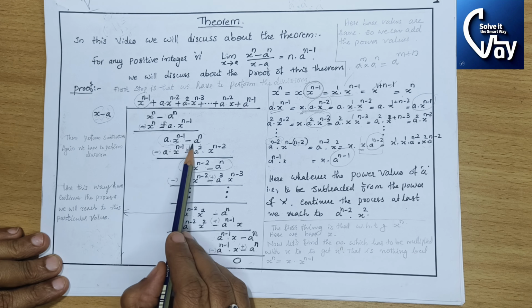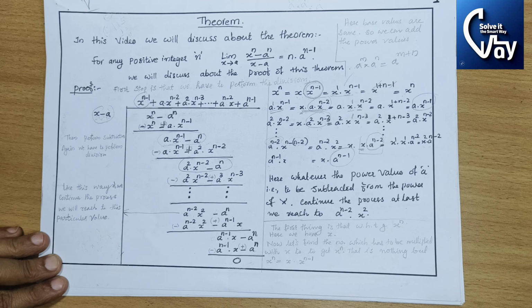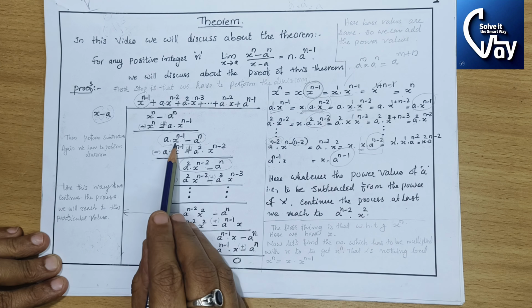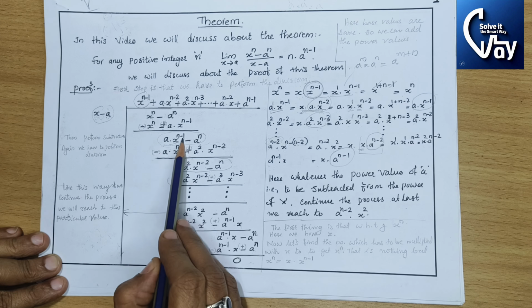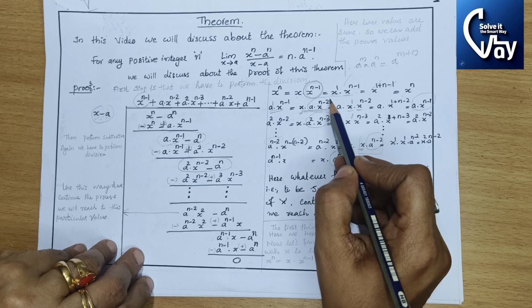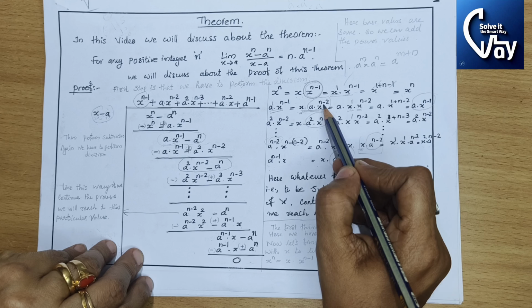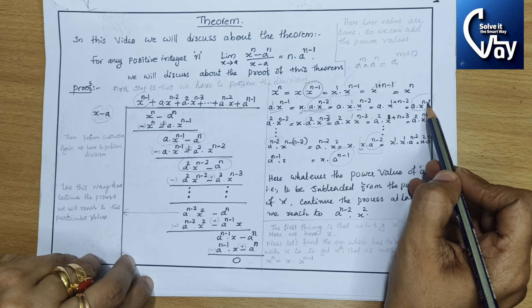Now a x raised to n minus 1 minus a raised to n by x minus a. We have to divide these two. Again we have to find the number which has to be multiplied with x to get a x raised to n minus 1. That number is nothing but a into x raised to n minus 2. a into x raised to n minus 2 is multiplied with x to get a into x raised to n minus 1. We have to check.